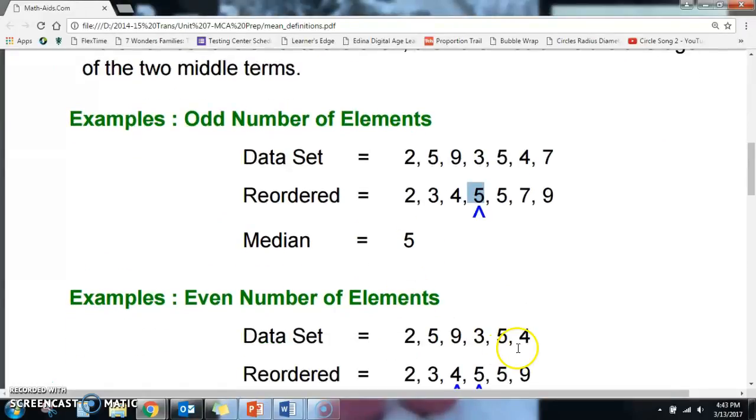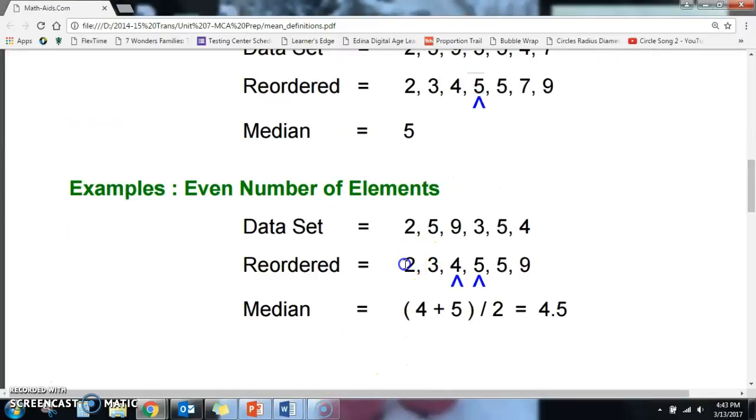Now here's a different set of data with an even number of numbers. Okay, so we are going to put them in order first of all. 2, 3, 4, 5, 5, 9. Okay, if we follow that crossing off method, so we've got 2 on the end, 9 on the end. 3 comes next, and then 5. You'll see that we have 2 numbers left in the middle. You have 4 and 5 left in the middle.